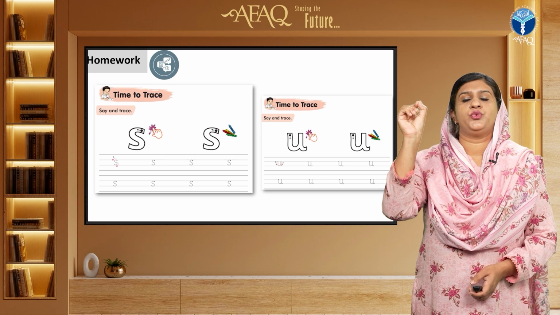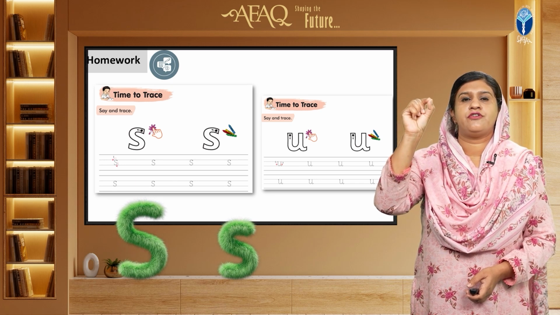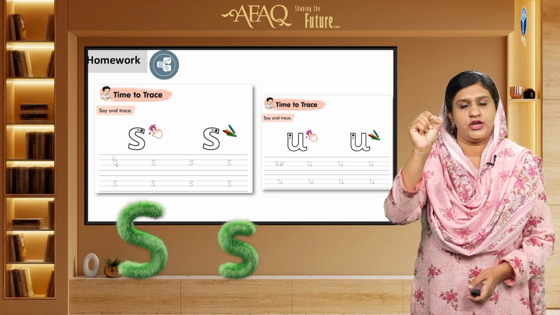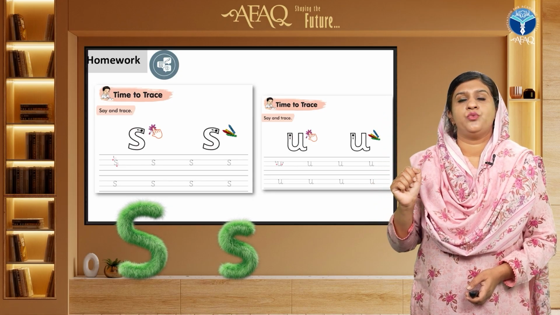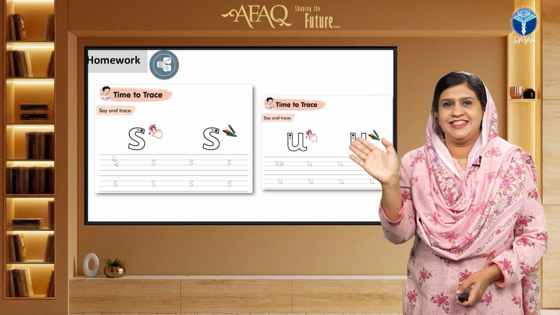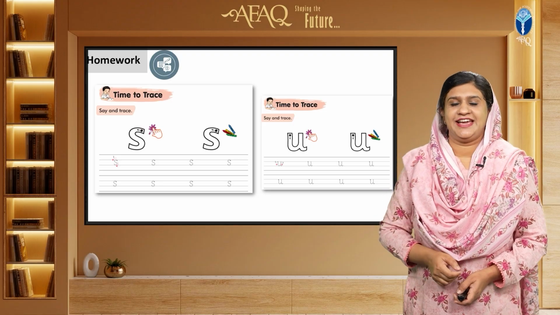And the next two pages, let's see the formation of S. S will start with this starting point. You will go to the left, make a curve, then come to the right, make a curve again and then finish it. You are going to write S in one go. Like this, this and this. Just like how a snake is.